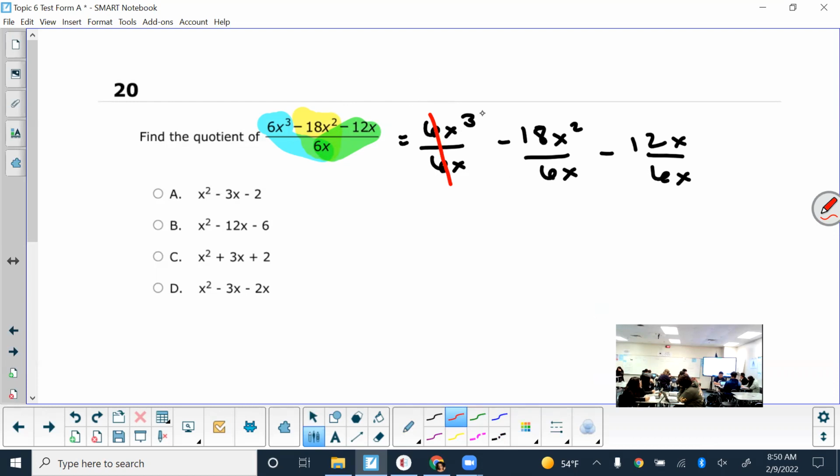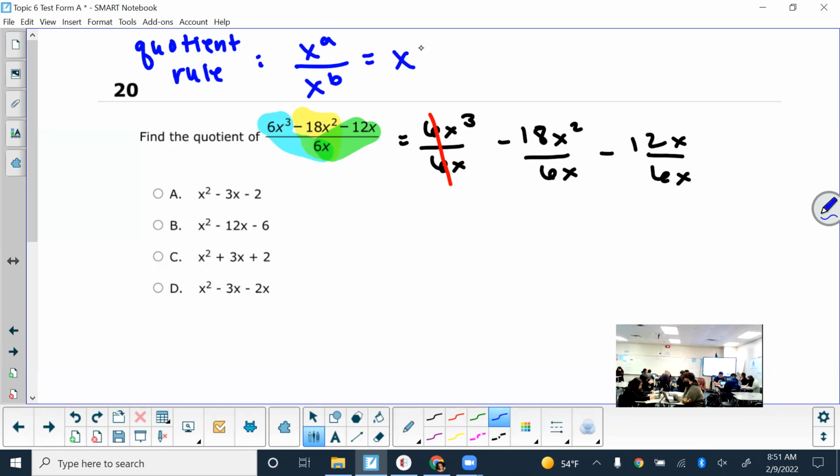But then I have x cubed divided by x. What rule do I use for that? The quotient rule. I would write that down since tomorrow you don't get to use your notes, just whatever you write down on your colored paper. That's the rule that says if I have x to the a over x to the b, that equals what? What do I do with the exponents? You subtract. So then I have x cubed over x to the first.